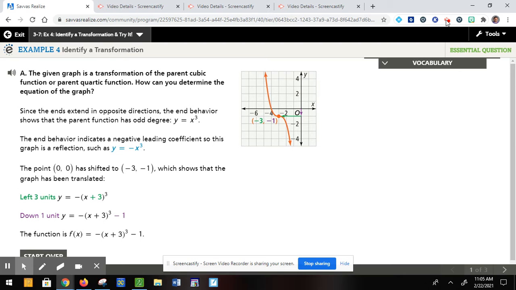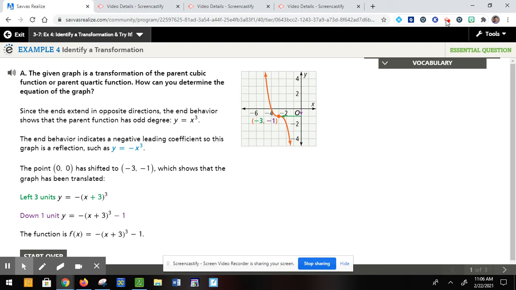Next point is just to understand how it got shifted. If you look at basically the inflection point of the cubic function, that's what would have been at the origin if this was just y equals negative x cubed. But it's at -3, -1. That means it got shifted 3 units to the left, which means it should be +3 on the inside. And it got shifted 1 unit down, so it'll be -1 on the outside. So the entire function would be f of x is equal to negative (x plus 3) cubed minus 1.